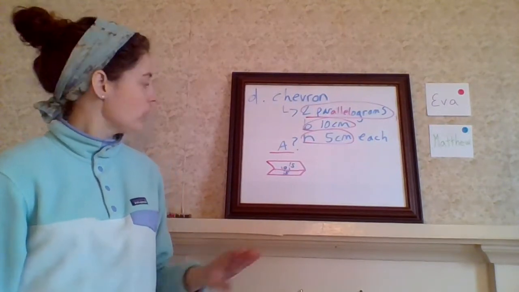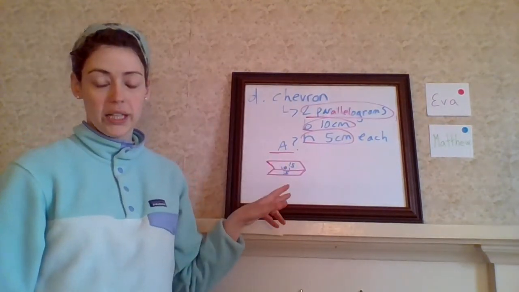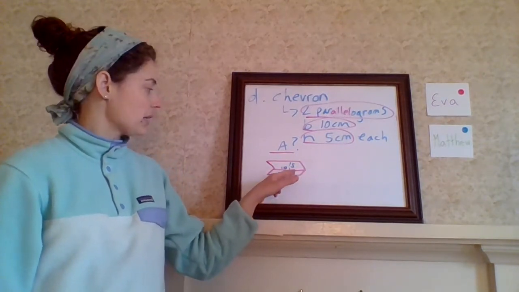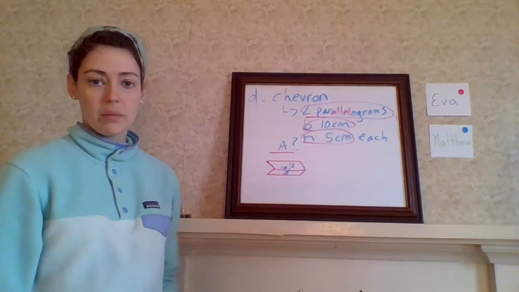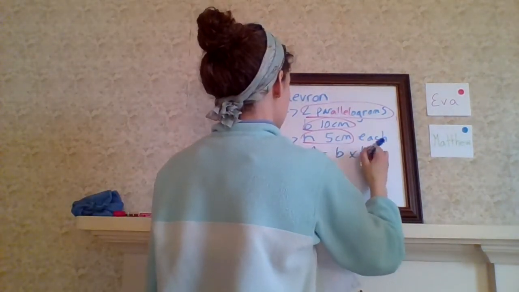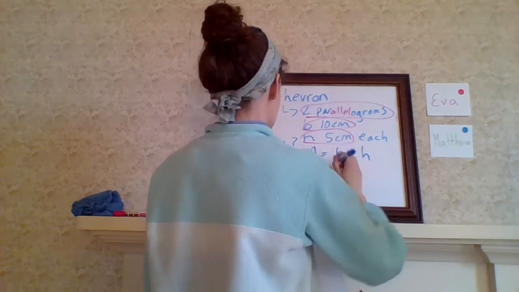So what we can do, we know the formula for a parallelogram, now there's 2 of those. So we just have to double that. Or we could find each of them and add them together. Either way is fine. So the area of a parallelogram is base times height. And so let's find one of those.